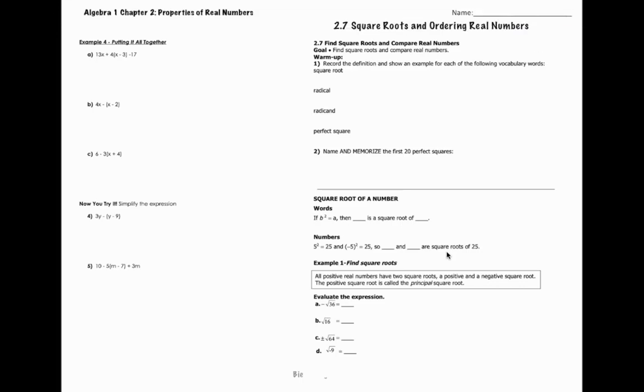Welcome back, guys. Last section of chapter 2. So this is actually 2.6 and 2.7 combined. So we're going to be looking at square roots and then being able to order numbers.